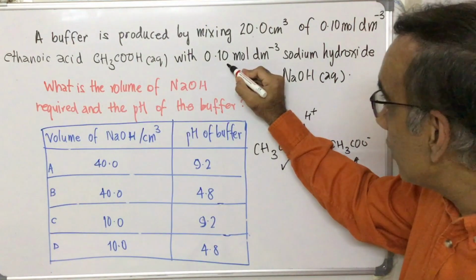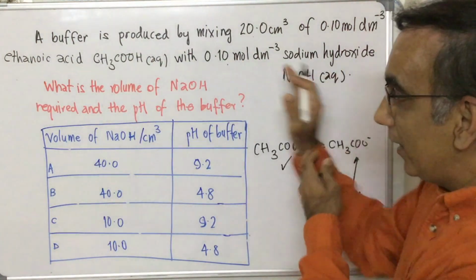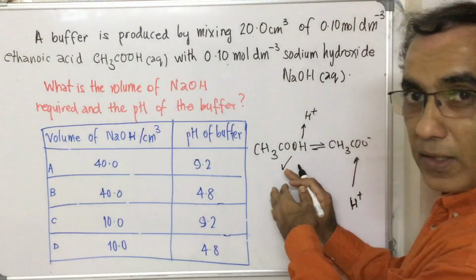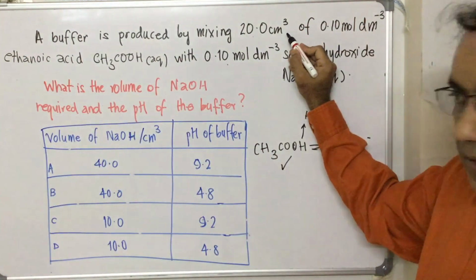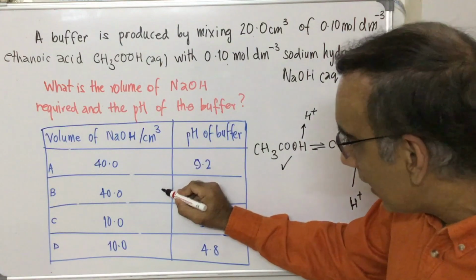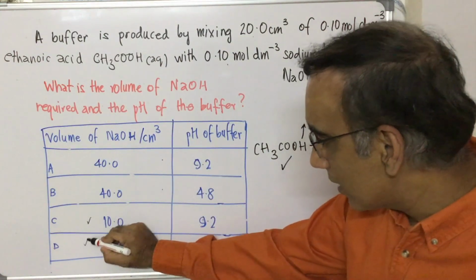If you're supposed to use 0.10 here, to prevent all of the acid from being consumed and to leave some of it in this state, you would definitely need to use less than 20 cm³. So therefore, immediately you have eliminated A and B as possible choices, and you're down to C and D.